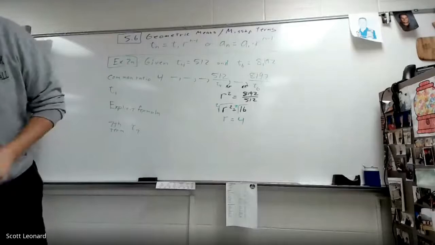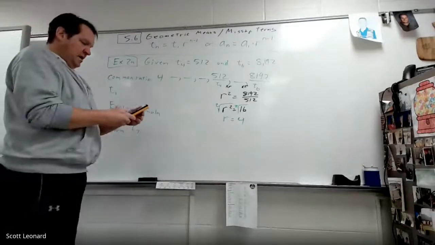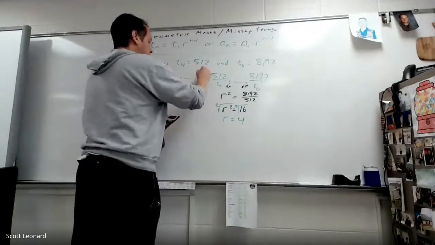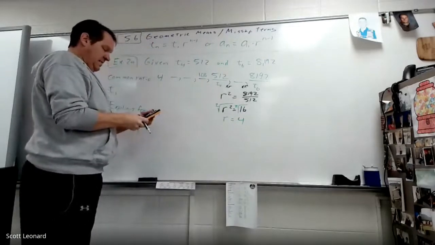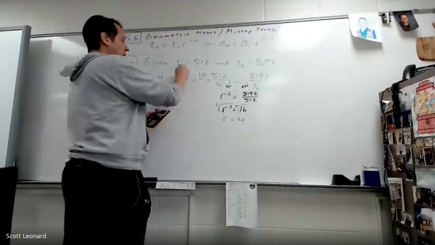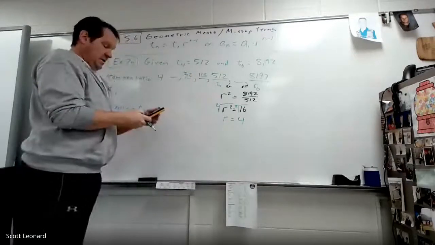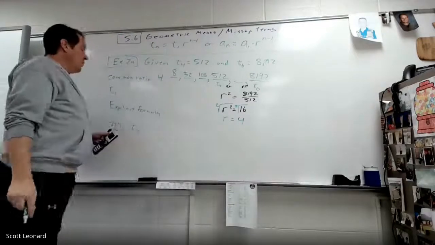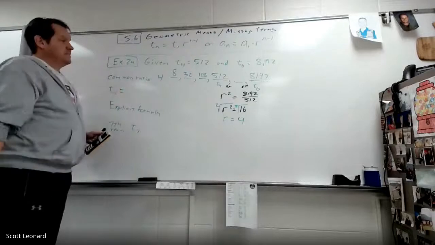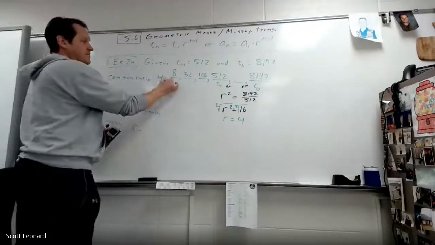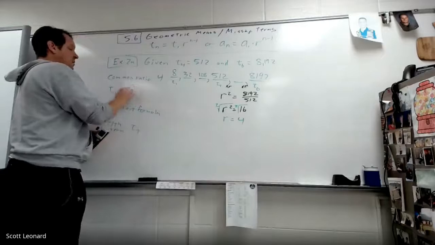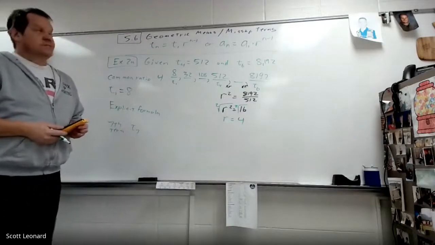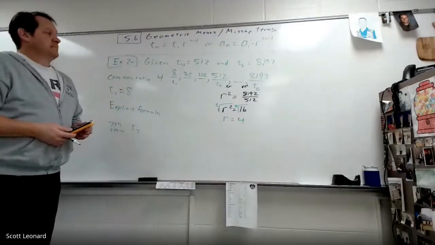So in my calculator, 512 divided by 4, 128. 128 divided by 4, 32. 32 divided by 4. Therefore, what is my first term? My first term is 8. Everybody good there?